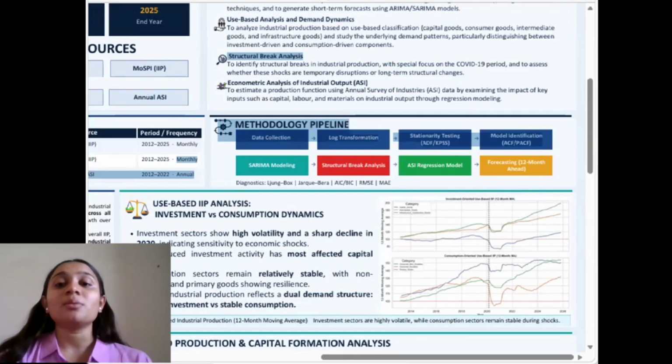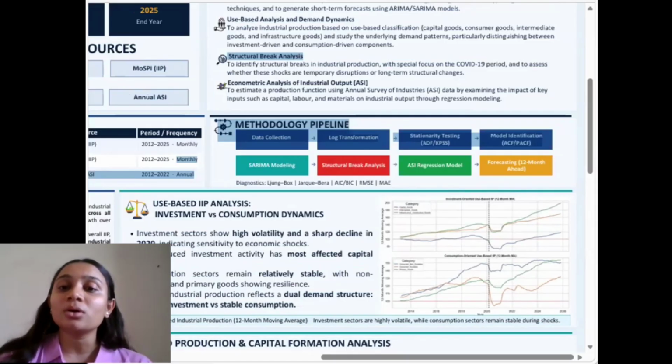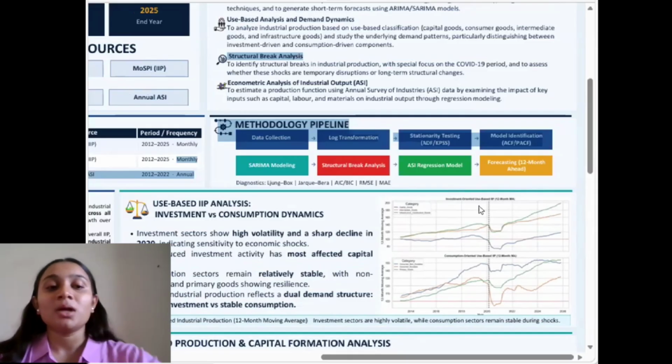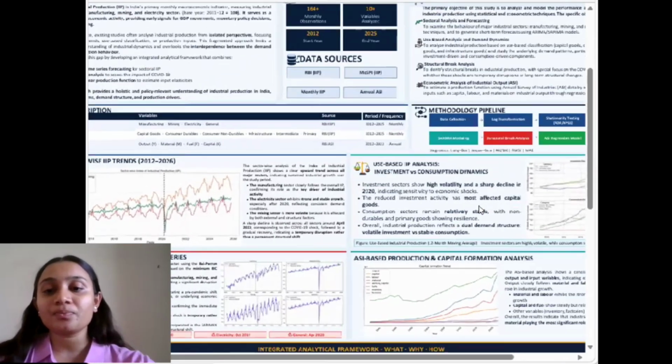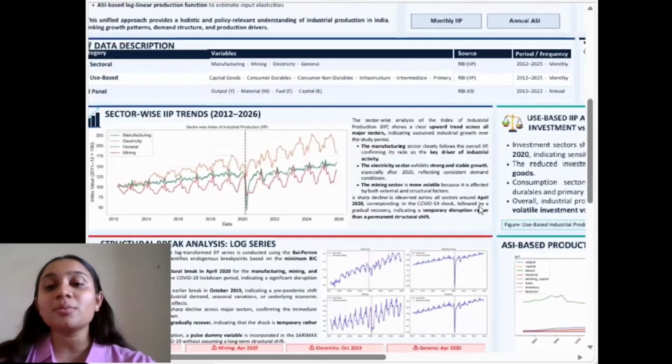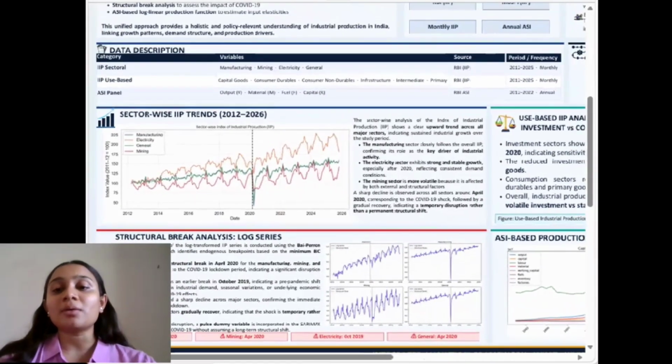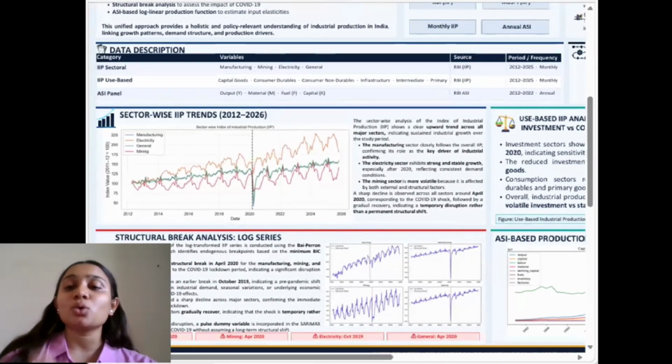Additionally, I apply Bai-Perron and Zivot-Andrews unit root tests for structural breaks and log-linear OLS regression for the production analysis. Coming to our first, the sectoral analysis: manufacturing is the dominant driver of IIP. Electricity shows stable growth. Mining is a highly volatile sector.